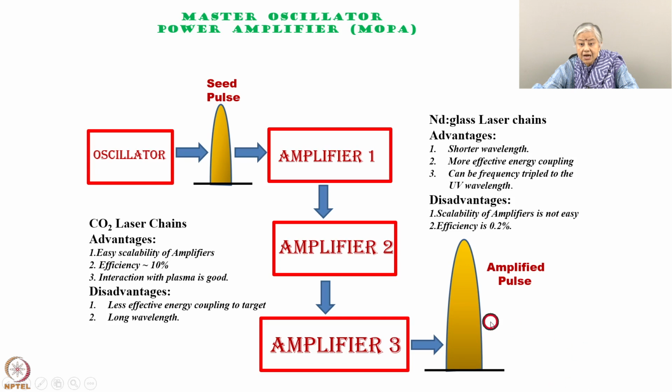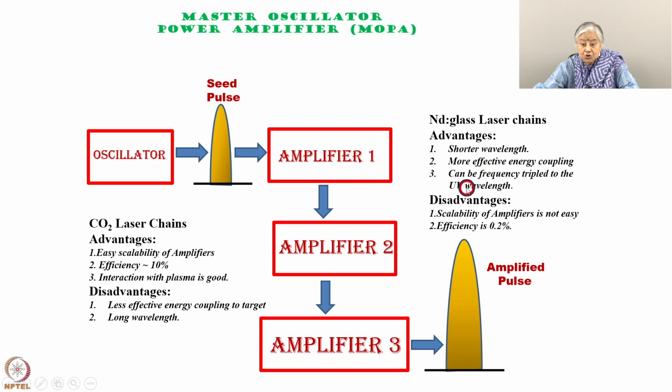What about the ND glass laser? ND glass laser, the glass is the base and neodymium is doped in that glass. Okay. So, in the ND glass laser chain, the advantage is it has a shorter wavelength. Okay, that is a very big advantage, 1.06 microns. Okay, that is the shorter wavelength. So, that focusability is very, very good. So, it has more effective energy coupling onto the target. Okay, more effective energy coupling.